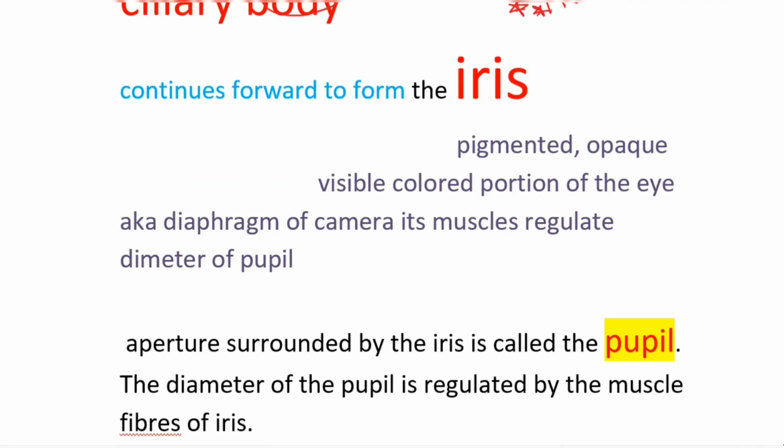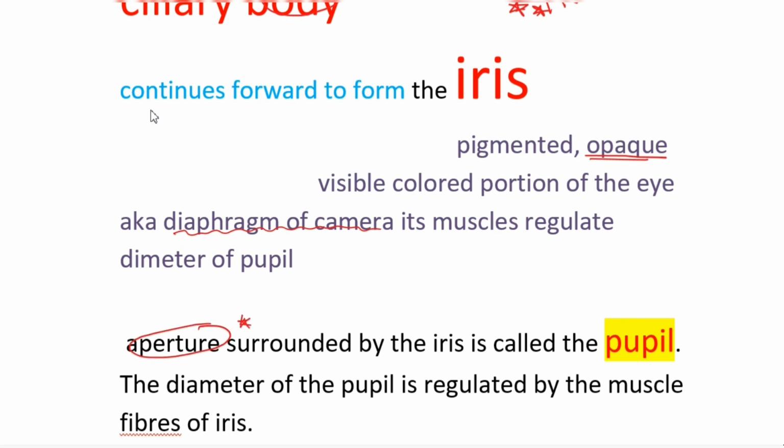So this iris is responsible for the color of the eye, which is different in people. Blue, black, brown colored eyes. This iris is pigmented and it is opaque, and the common name of iris is the diaphragm of camera, as its muscles help in regulating the diameter of the pupil.